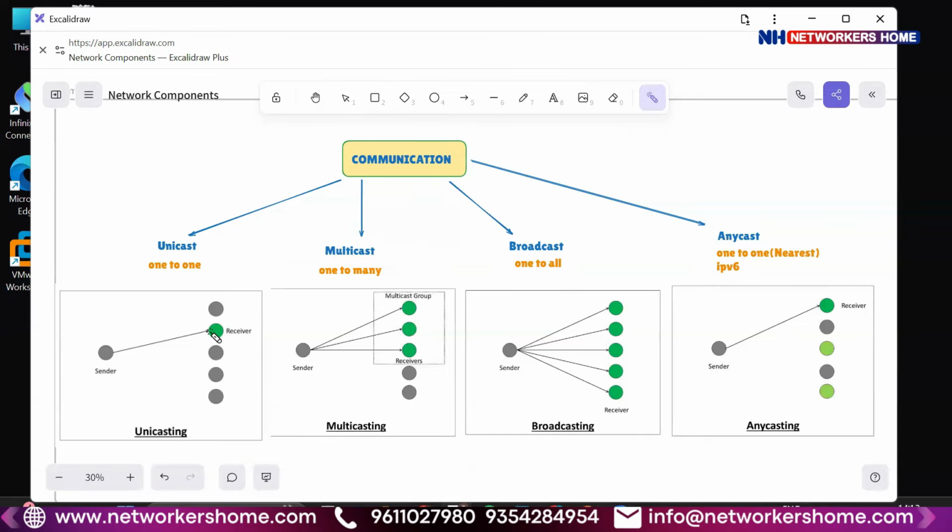Here I've made the diagram. See, the sender is sending it to the receiver. Correct? Multiple colors are there. I'm sending it to one person. That is unicast. Multicast means I'm sending it to a specific group of people, and broadcast means I'm sending it to everyone. Here you see different colors. Whichever is nearby, I'm sending it to that particular person. That is called anycast. Okay.